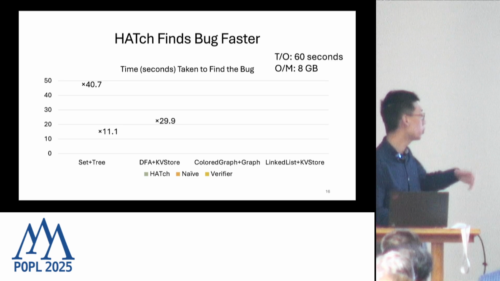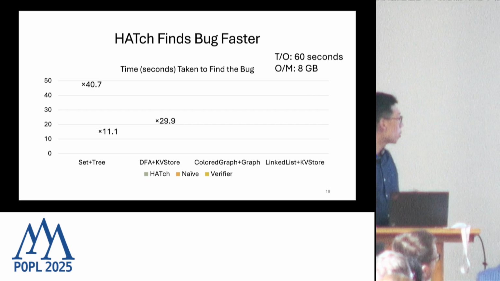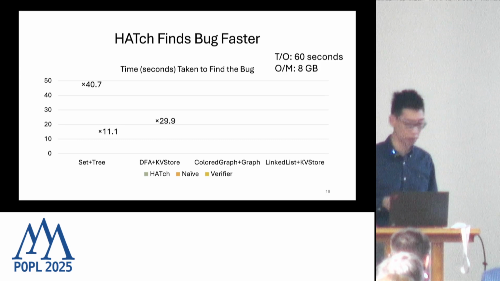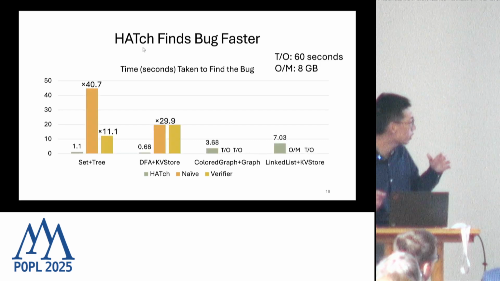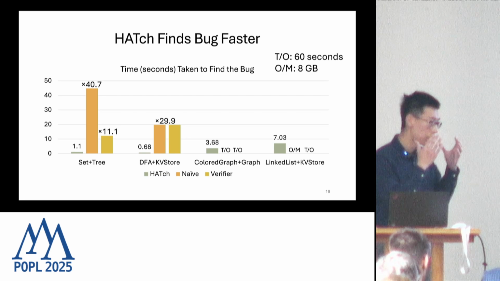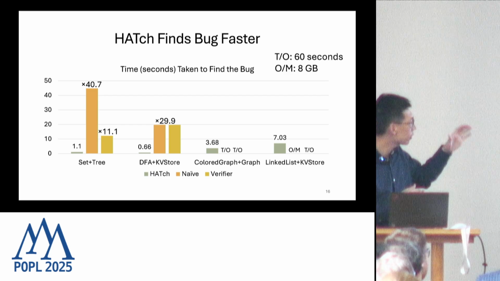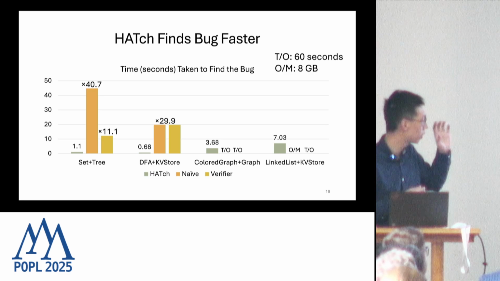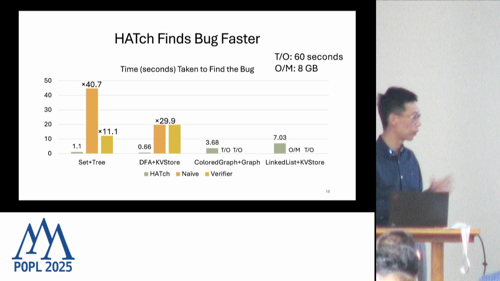So the first two benchmarks are quite challenging, but still we are able to perform orders of magnitude faster than the two baselines. More importantly, there are more challenging benchmarks where both the naive approach and the verifier either time out or run out of memory, but Hatch is still able to find those bugs within seconds.